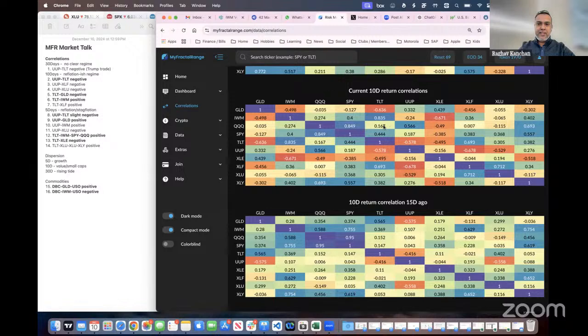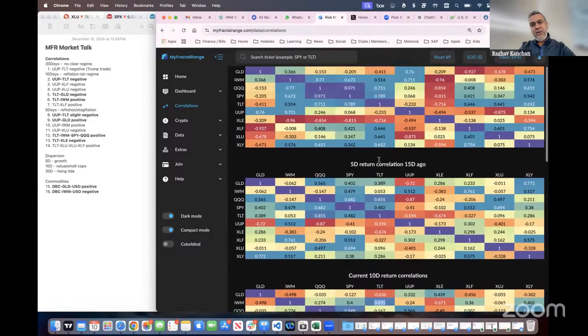What you see is UUP to TLT is negative, and TLT to GLD was also negative. And then TLT to IWM was kind of positive. So this was almost like a reflation trade, where the dollar is going down, the rates are going up, and the small caps and the Bitcoin and everything was going up. So there was a big switch that happened within 10 days.